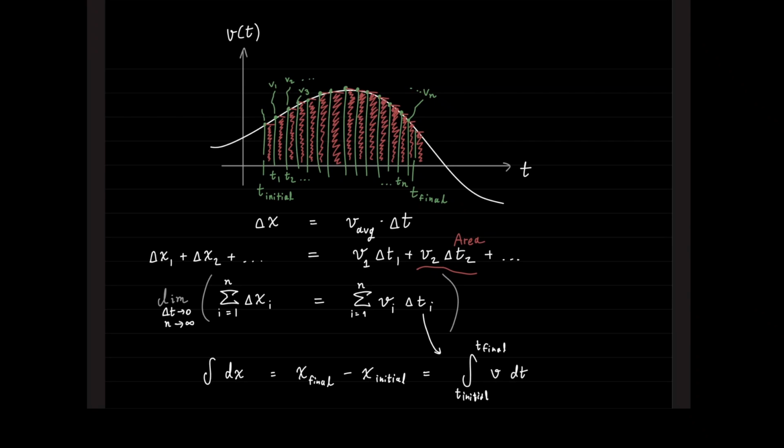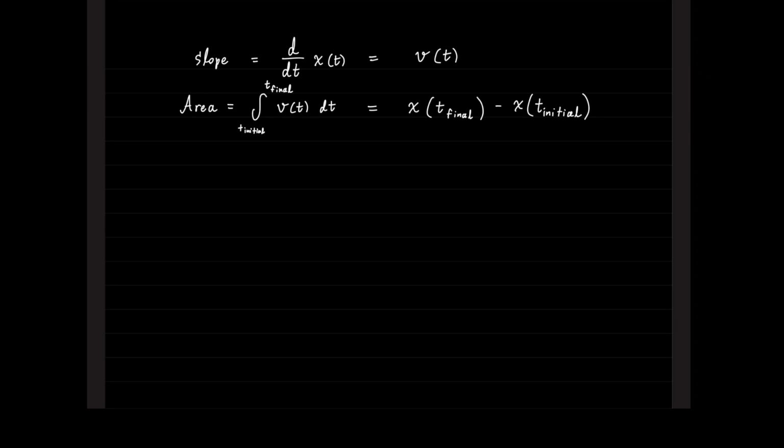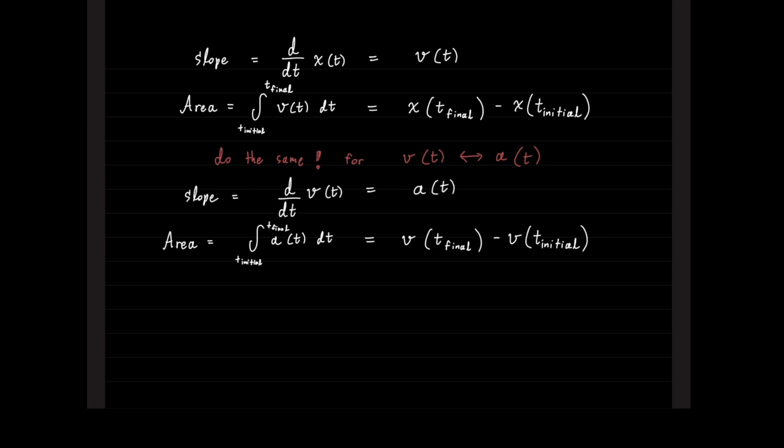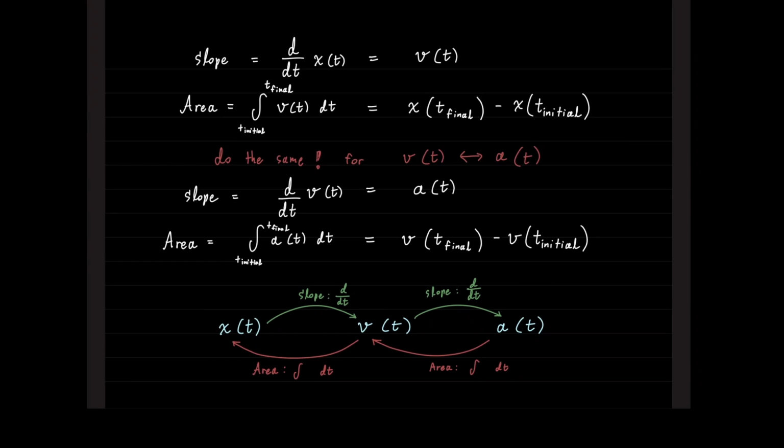We have concluded that the change in position is the integral of velocity with respect to time. Here's what we got so far. And unsurprisingly, if we do the same for the relation between v and a, we'll also get that the slope of the v graph is acceleration, and the area under the curve of the acceleration graph is the change in velocity. Now we have the complete relation between position, velocity, and acceleration. You can find each of them by using integrals and derivatives.